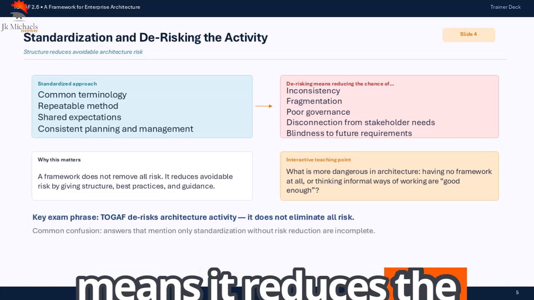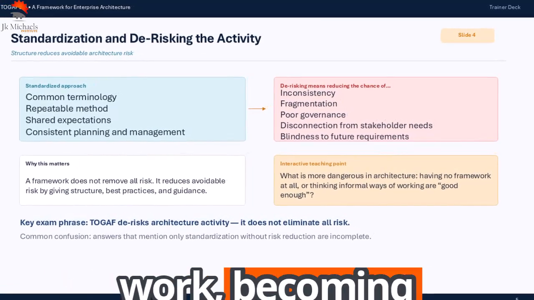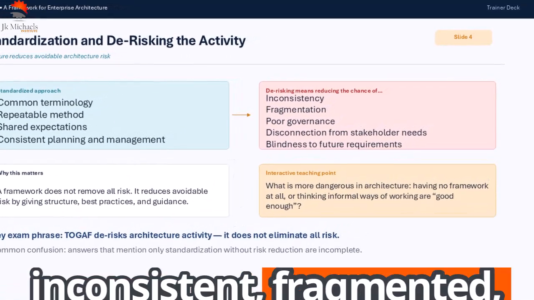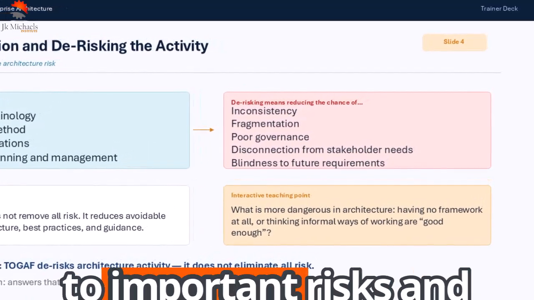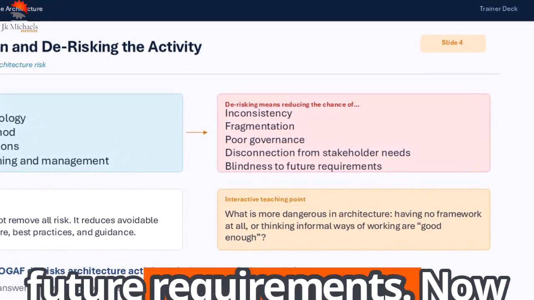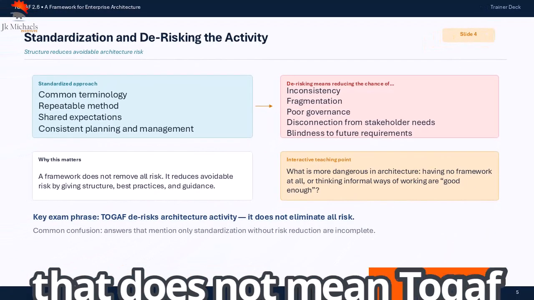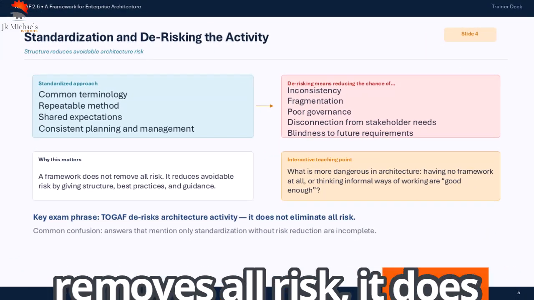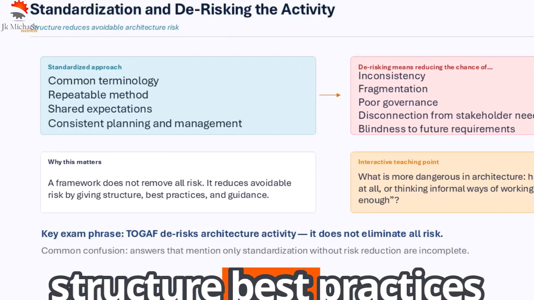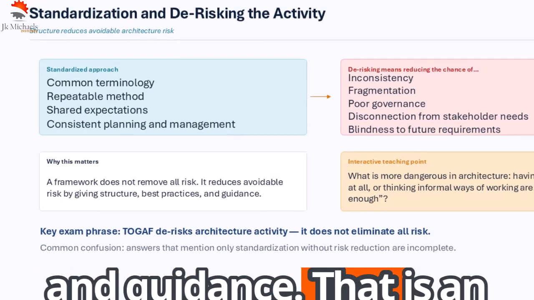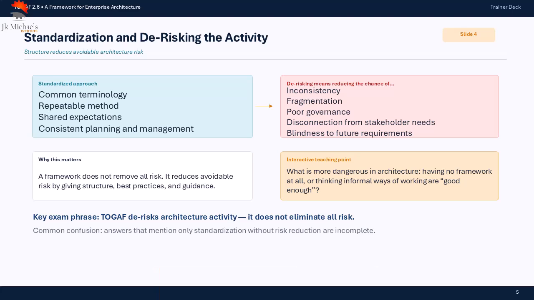The section also says that TOGAF de-risks enterprise architecture activity. That means it reduces the chance of architecture work becoming inconsistent, fragmented, poorly governed, disconnected from stakeholder needs, or blind to important risks and future requirements. Now, that does not mean TOGAF removes all risk. It does not, but it does reduce avoidable risk by giving structure, best practices, and guidance. That is an important distinction to remember.